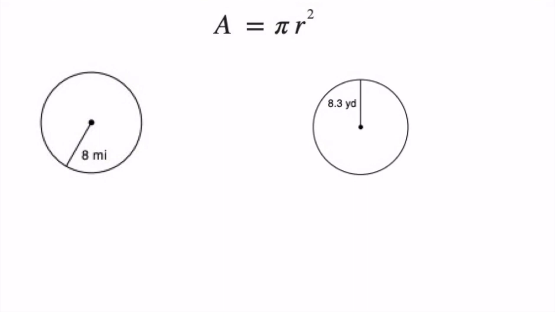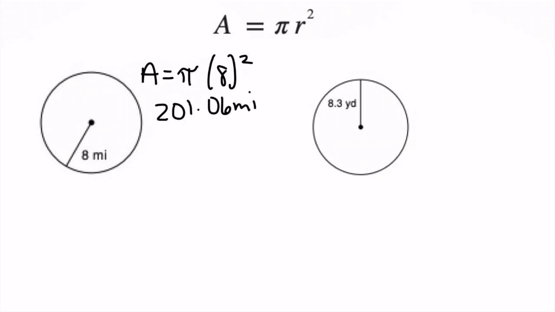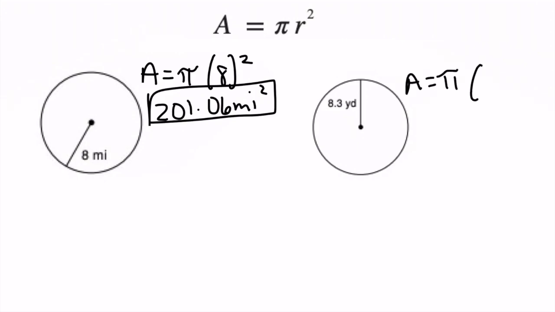So we're still using the same area of a circle formula. We have area equals pi times my radius of 8 squared. You should have gotten 201.06 miles squared. In this one, we have area equals pi times 8.3 squared, which ends up being 216.42 yards squared.